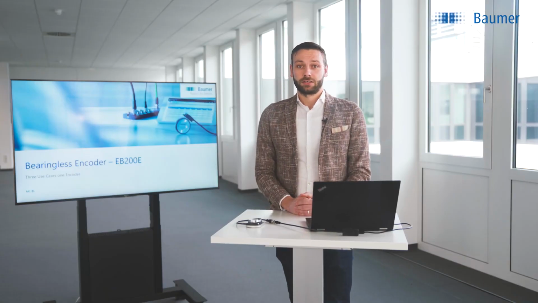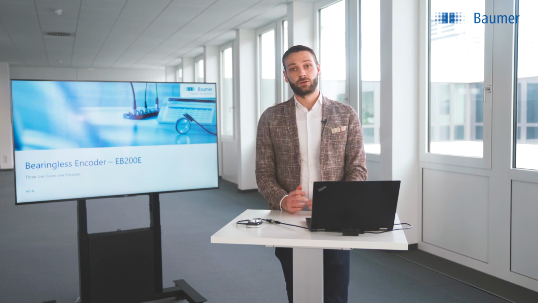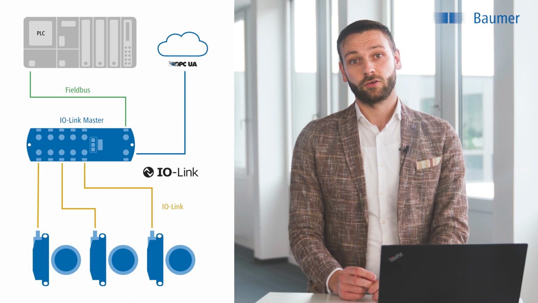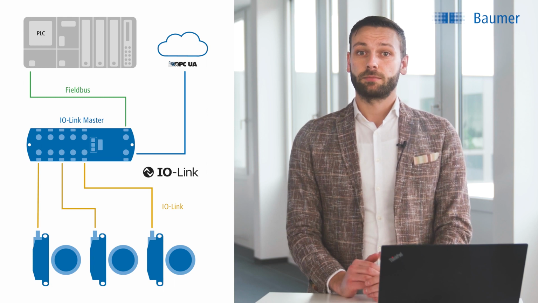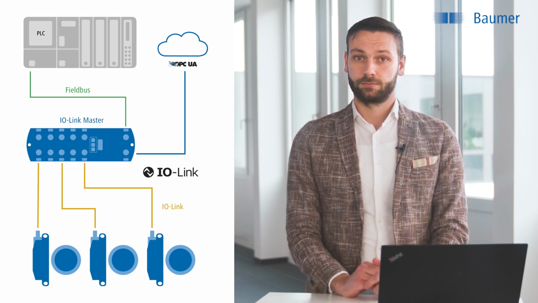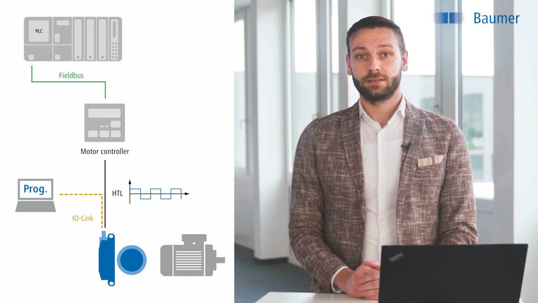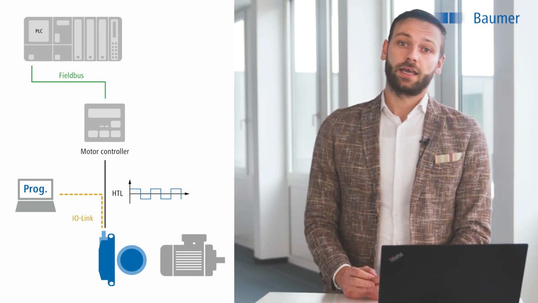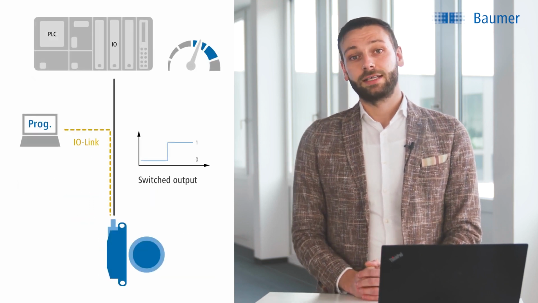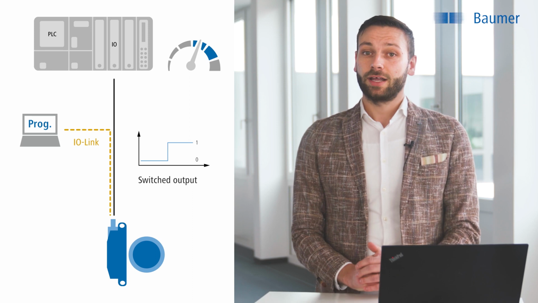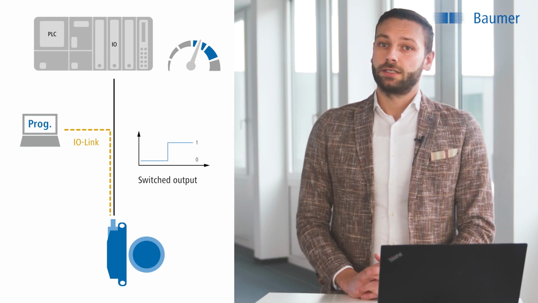In addition to the general advantages, the EB200E is an extremely flexible encoder that offers 3 use cases in one product, thanks to the IO-Link interface. The first use case is the IO-Link encoder use case, where the EB200E is connected to an IO-Link master, and from there to the PLC. The second use case is the programmable incremental encoder, where it is connected to the motor controller via the HDL signal output, and from there to the PLC. Number 3 is the speed monitor, where it is connected directly to the digital I/O of the PLC, standalone without any further signal evaluation needed.